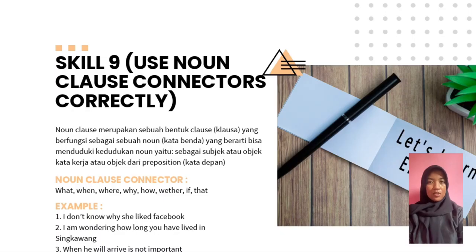Skill 9. Use noun clause connectors correctly. A noun clause is a clause that functions as a noun. It is used in a sentence as either an object of the verb, an object of a preposition, or the subject of the sentence. These are some examples of noun clause connectors: what, when, where, why, whether, if, and that.